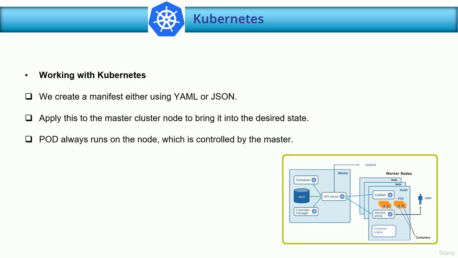Here we have one more important point: a pod always runs on a node which is controlled by the master. Here, a pod is the smallest unit of Kubernetes. I will discuss pods in an upcoming lecture. As of now, just keep in mind that a pod is a logical boundary, and in it we have the containers. Now the pod always runs on the node, or in simple words, a pod always runs on the worker nodes, which are controlled by the master node. You can see in the figure as well, we have one master node and a few worker nodes.